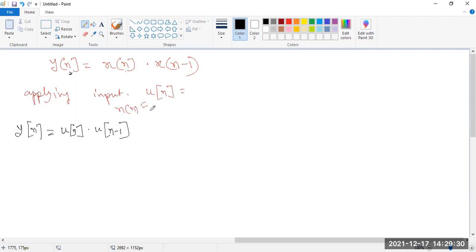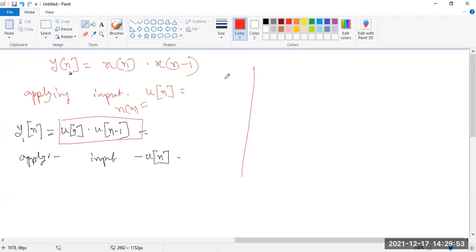u of n minus 1. Now just remember the output. This is y1, for x1 we are applying u of n, and the output y1 is y of n, the product of u of n and u of n minus 1. And we are applying x2.